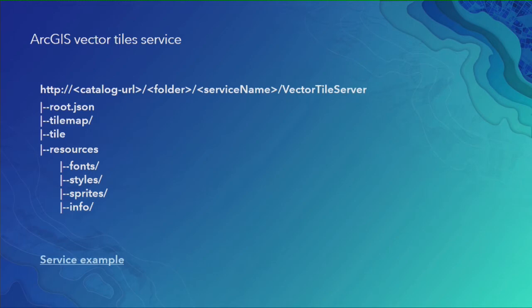All the tiles are under this tile resource, and then the resources section contains all the styling information. That includes fonts, which are prepared in a specific way for vector tiles. The styles contains the vector tile style information in JSON. Sprites is where fill symbols and point symbols are written, so we write a little sprite sheet. There's actually 2 sprite sheets, a low DPI and a high DPI one. And then info contains a giant manifest of all those.